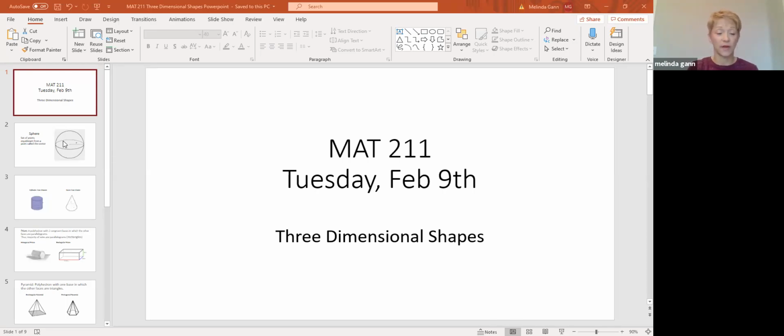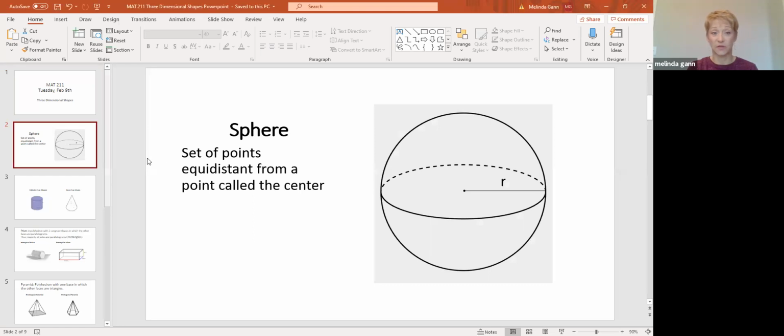Okay, now what we're going to be talking about again are three-dimensional shapes. We went over three of them last time. Let's review real quick. The first one was a sphere. Now remember what a sphere is. It's a set of points that are equidistant. Remember that equal just means the same distance from a fixed point called the center.